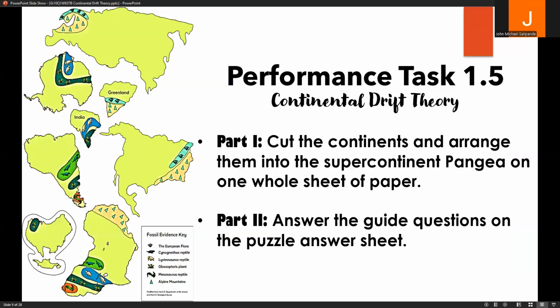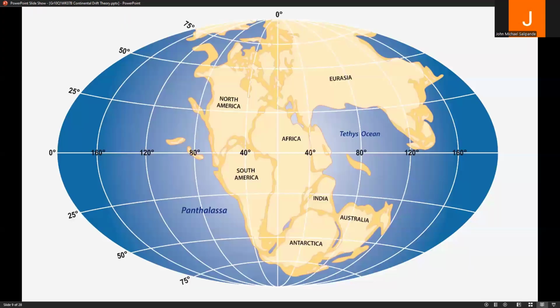Okay? So during your final performance task for this quarter, no? Yesterday and this morning, I asked you to cut the continents and arrange them into the supercontinent Pangea on one sheet of paper, and then answer the guide questions on the puzzle answer sheet. I will be honest that not everybody was able to obtain the correct arrangement, the correct configuration of Pangea.